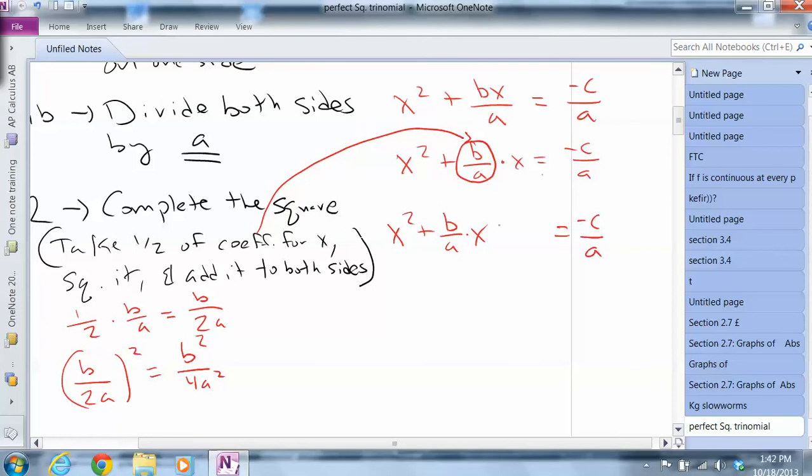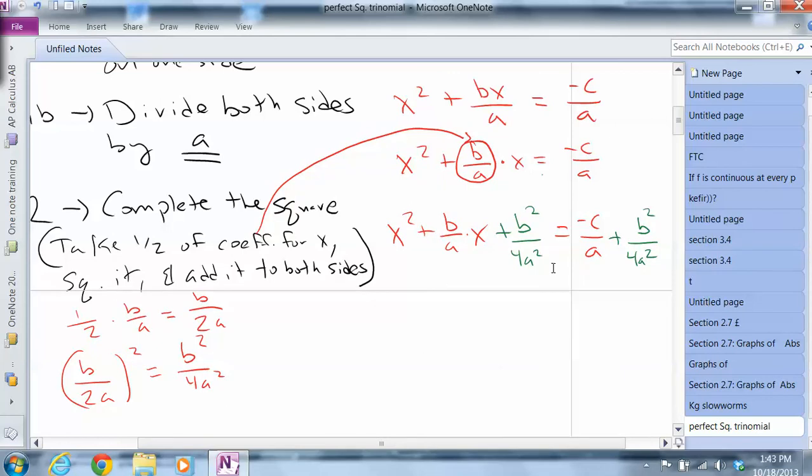So we have plus b squared over 4a squared and plus b squared over 4a squared. So still doing the same thing we did yesterday, just a little bit weird because the coefficient for x is a fraction of two letters, but we're still doing the same thing. Okay, are we okay so far with me here? Okay.